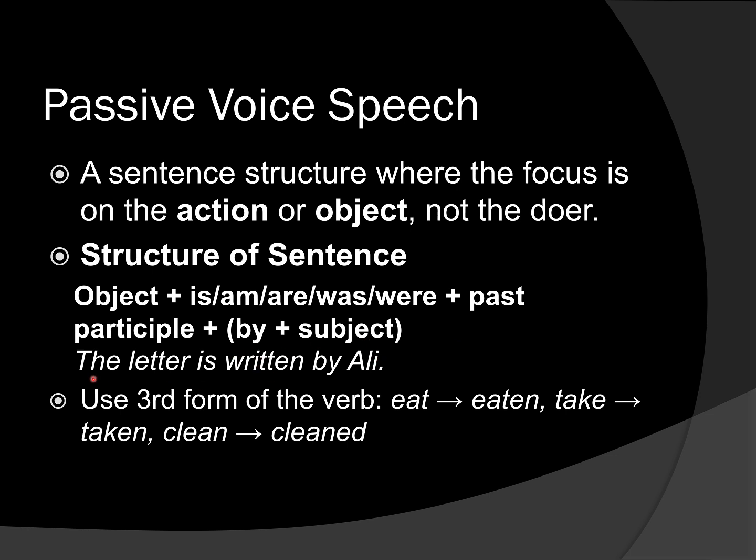For example, the letter is written by Ali. Here the letter is object. The letter is auxiliary verb written, third form of write. So past participle, third form of verb. If we say the letter is written, खत लिखा जा चुका है, there's no need to add by Ali. If you want to skip that part, if you want to omit that part, उसको हटाना चाहते हैं, just remove it.